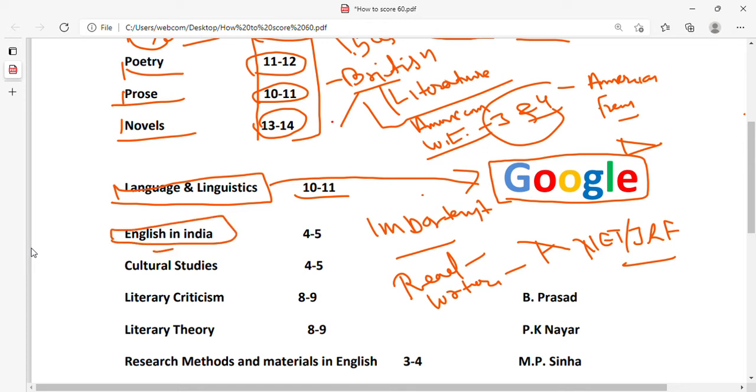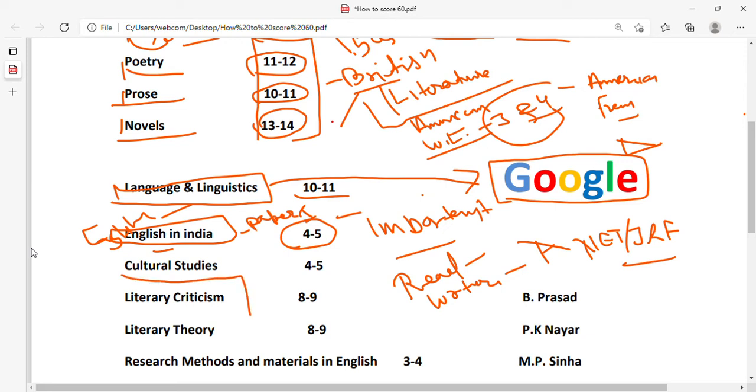English in India and the higher education in your paper one is very similar. English in India, they are talking about the evolution of your education system as well, right? Because at the very beginning there were gurukulas and all, but when your Britishers came, they started their own education system in India, and English is the language, right? So 4 to 5 questions are being asked from here.